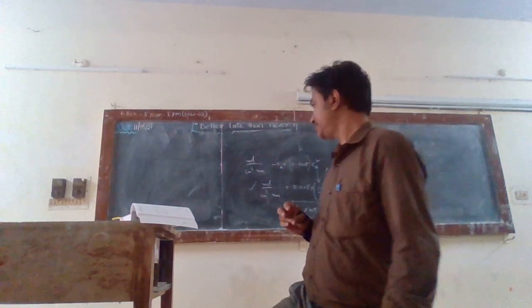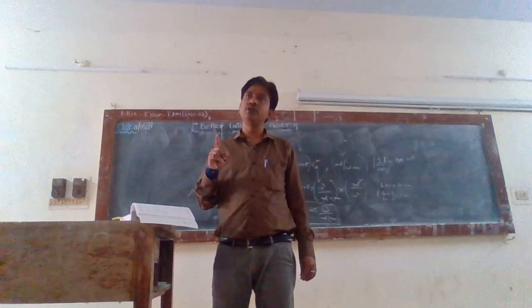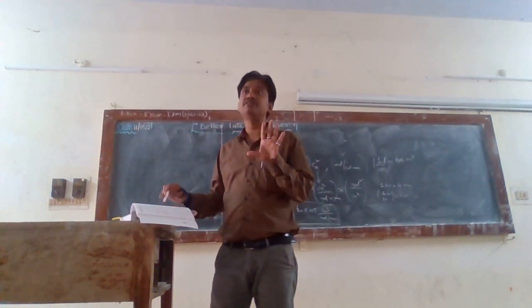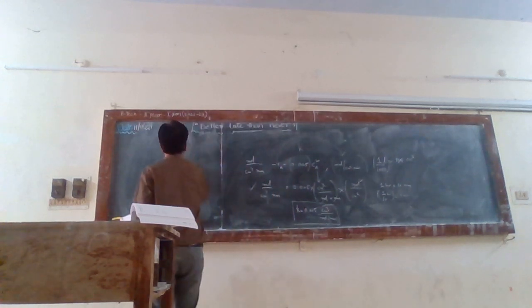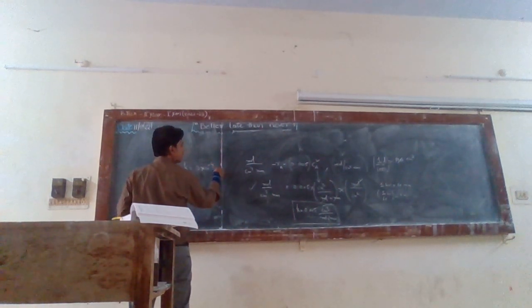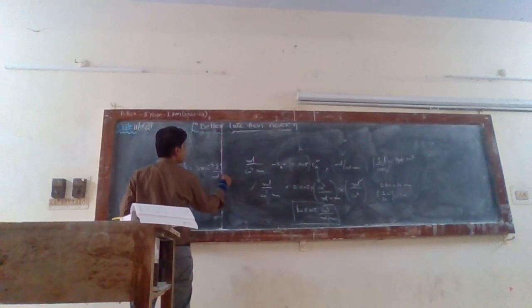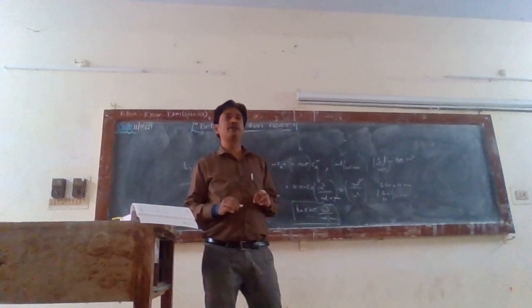Yeah, tell me the answer. 3 into 10, very good. But units, tell me the final units. Liters, moles, 3 into 10 power minus 4 liter per mole hour. That's all. This is the final answer. Absolutely correct.